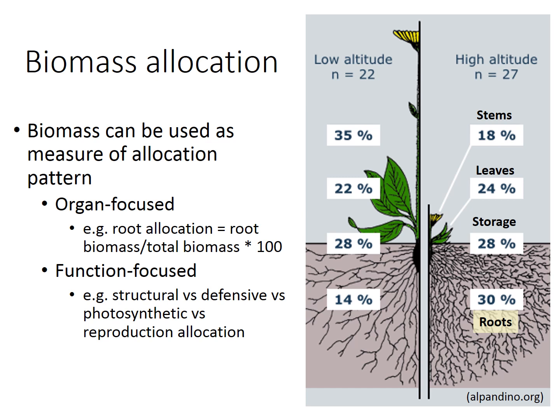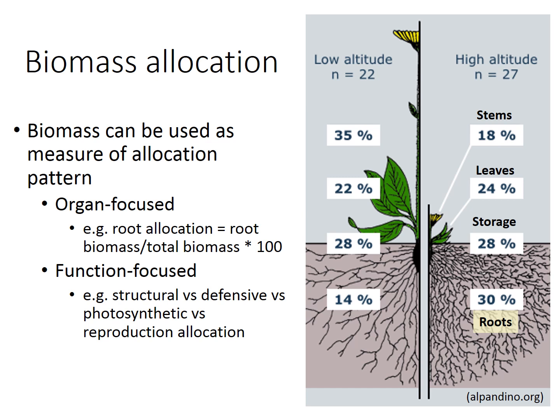Okay, so practically, we can measure resource allocation by looking at biomass allocation. In other words, by looking at which plant parts are the largest, or at least have the highest biomass, we have an indication of where plants are investing their resources. Now, this can be organ-focused. So, for example, we could look at the biomass of roots versus shoots versus stems.